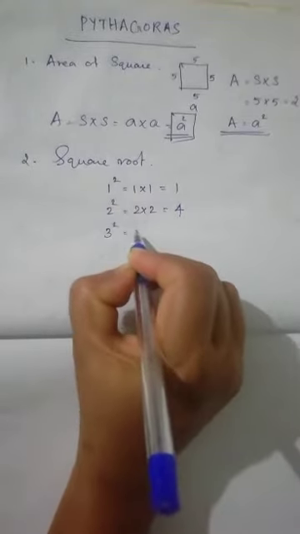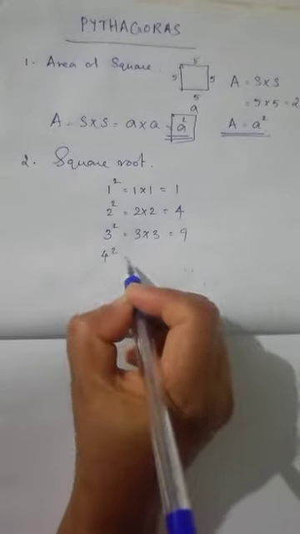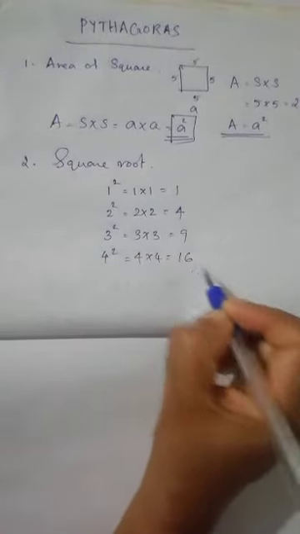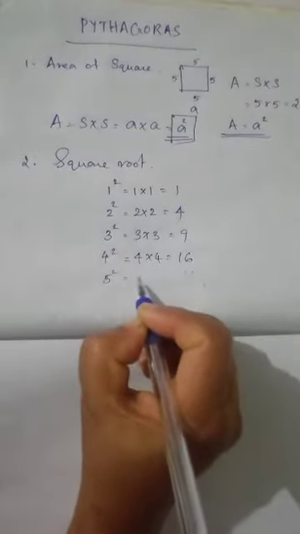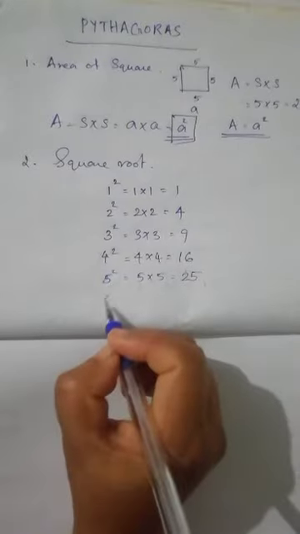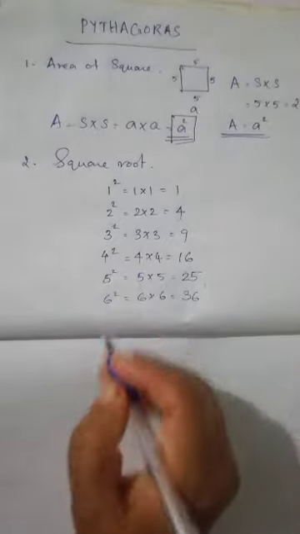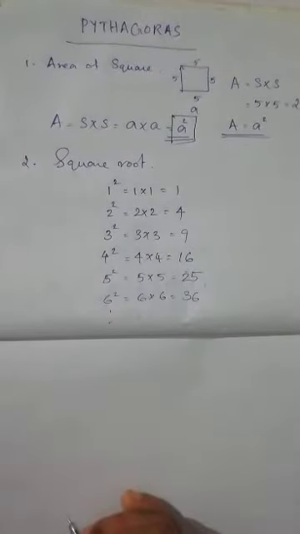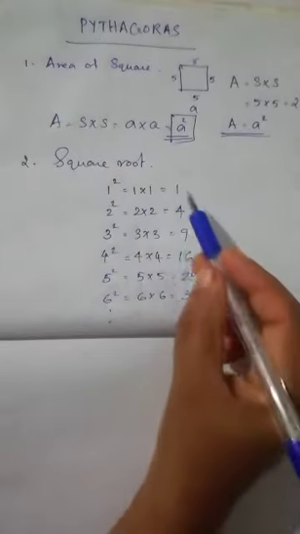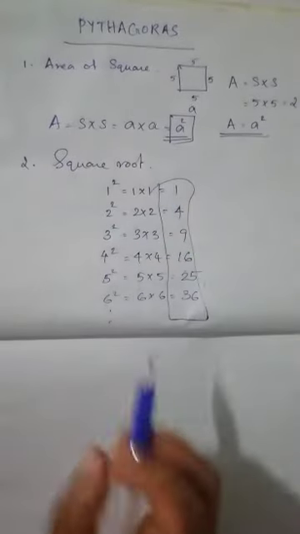3 square, 3 multiplied 2 times, is 9. 4 square, 4 multiplied 2 times, is 16. 5 square, 5 multiplied 2 times, is 25. 6 square, 6 multiplied 2 times, is 36. Like this we can write the square of every number. All these numbers are square numbers.